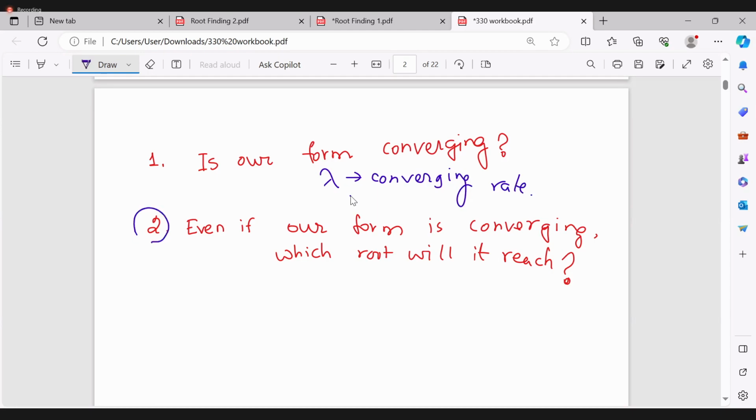And as for question number 2, the answer is again lambda. Yes, it has to be converging. And number 2 answer is it depends on the initial point. Now, I don't expect you to understand any of it because I have not explained anything to you yet. But this is something that you need to know.